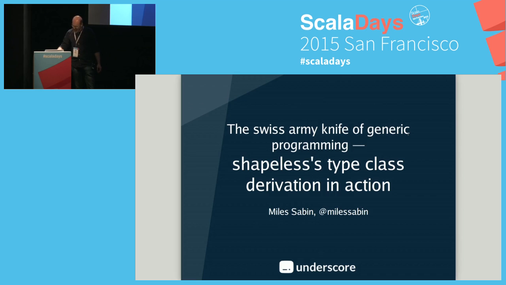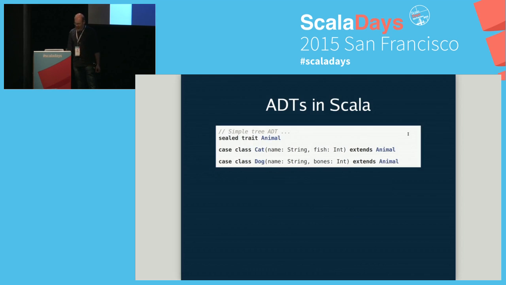So anyway, what am I going to be talking about? Well, I'm going to be talking about typeclass derivation for Scala ADTs, algebraic data types. So what exactly is that about? Okay, well, it's about algebraic data types, which are things of this form in Scala. So these correspond to sort of Haskell algebraic data types.